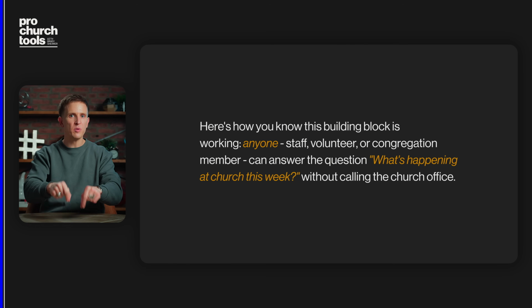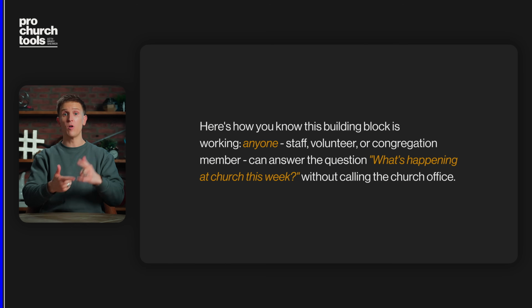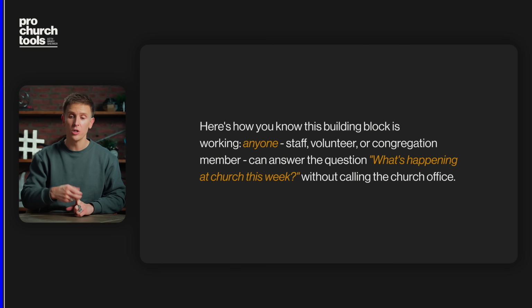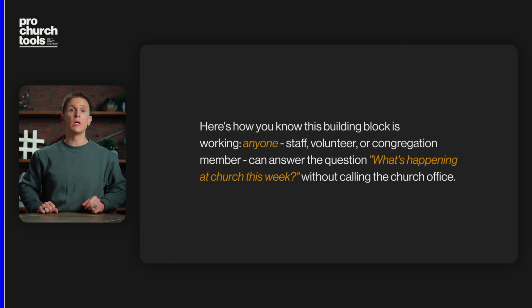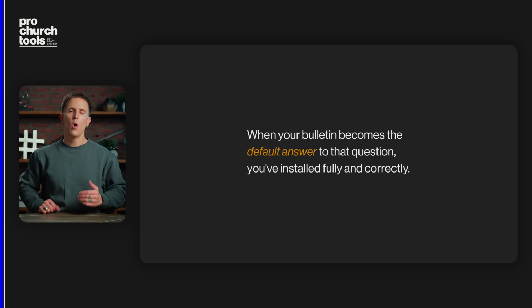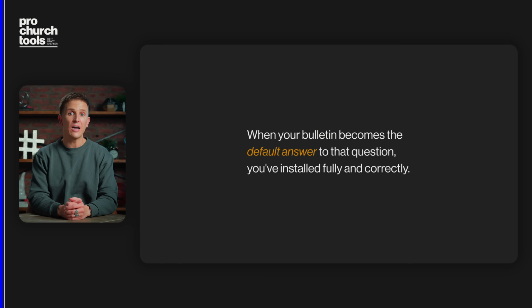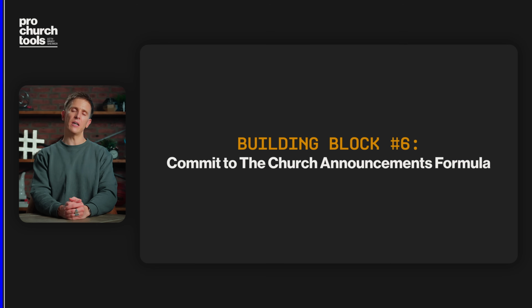And here's how you know this building block is working. Anyone, staff, volunteer, or congregation member can answer the question, what's happening at church this week, without calling the church office. That's the test. When your bulletin becomes the default answer to that question, you have installed it fully and correctly. Which brings up building block number 6, commit to the church announcements formula.